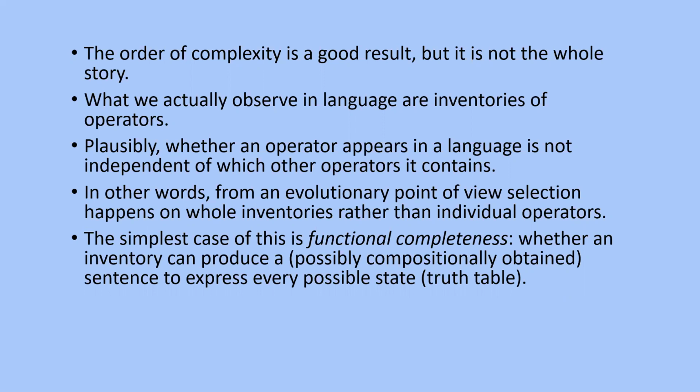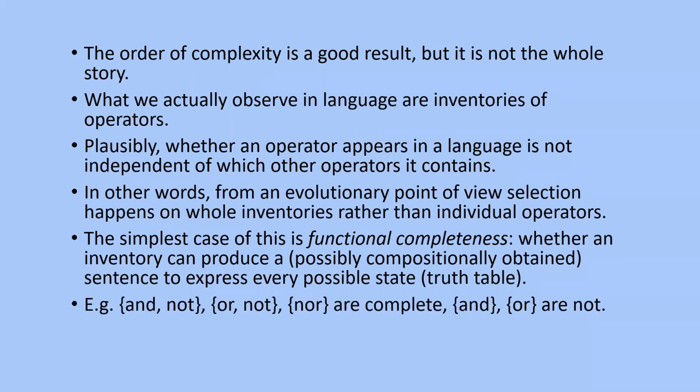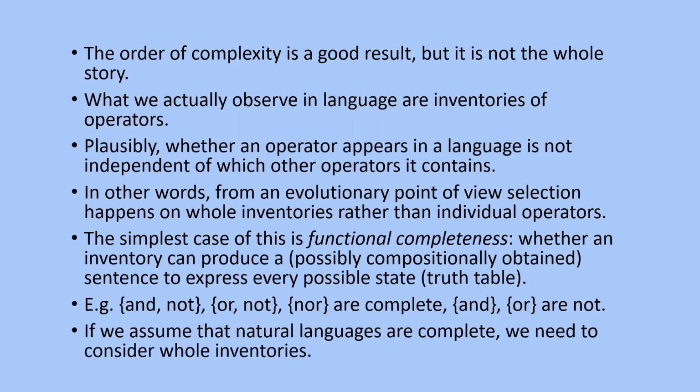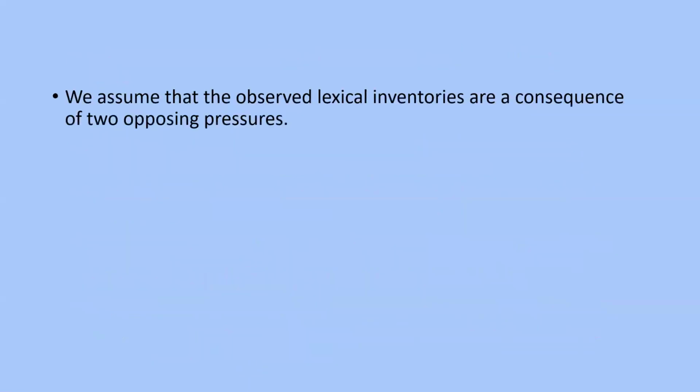So namely, whether an inventory can produce a possibly compositionally obtained sentence for every possible state. For instance, {and, not}, {or, not}, and {nor} are complete, but "and" by itself and "or" by itself are not complete. So if we assume that natural languages are complete, then we need to consider the whole inventories. We can't just, by knowing whether the language has "and" or "not", know whether it satisfies this condition of functional completeness. So this was just an example.